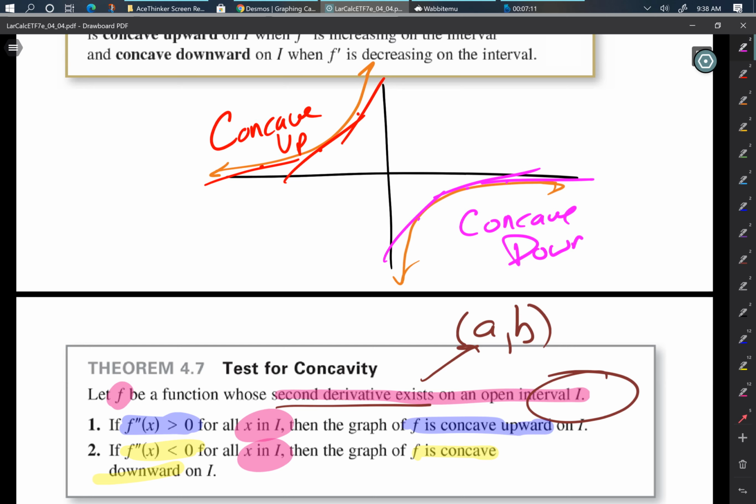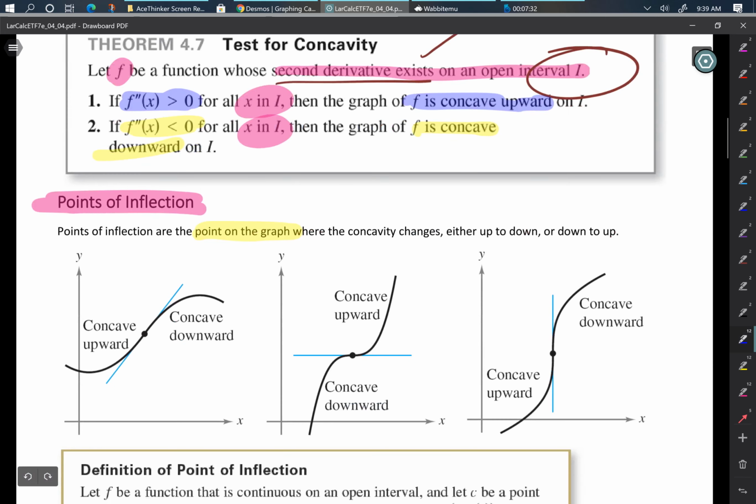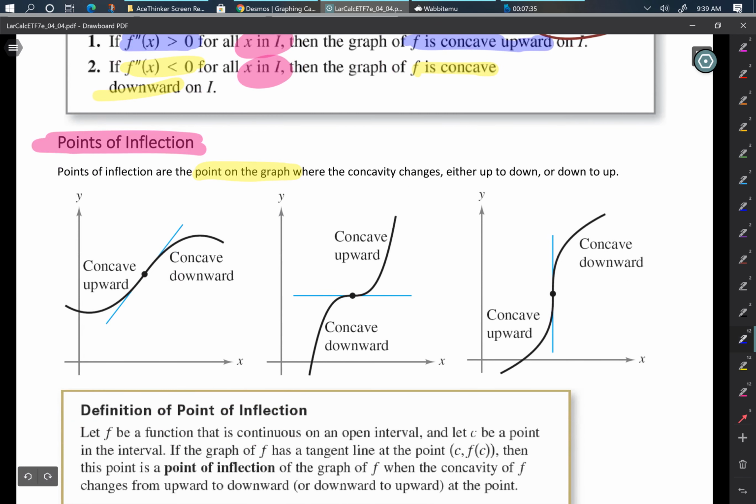Okay? The concavity changes when x equals 0, but this graph has no point of inflection because there is not a point on the curve, because there's a vertical asymptote there. There is no point on the curve where the concavity changes. Okay? So sometimes we have points of inflection, sometimes we don't.